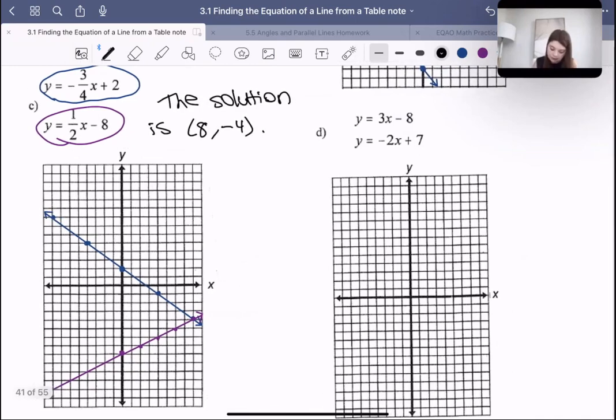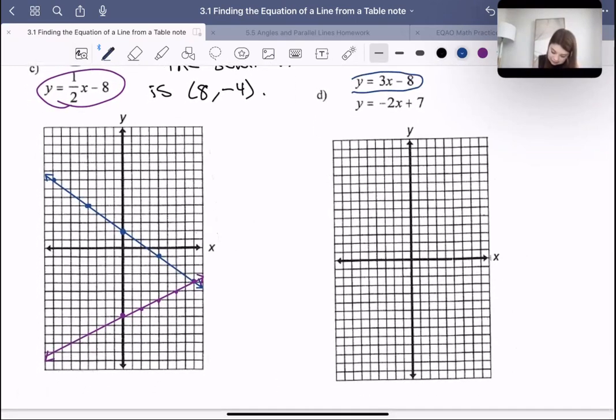Let's move on to D. Okay. So let's start with negative 8, right? Because that's our y-intercept. So let's start there. Going 1, minus 1, 2, 3, 4, 5, 6, 7, 8. And then the slope is 3. So that means 3 over 1. So rise is 3 and run is 1. So we'll have points here, here, here, here, here, here, here, here, here. There we go.